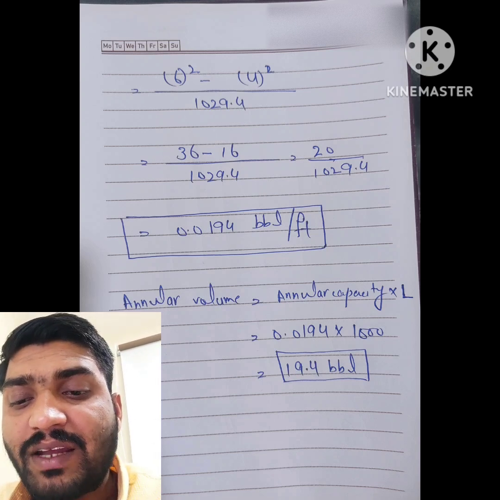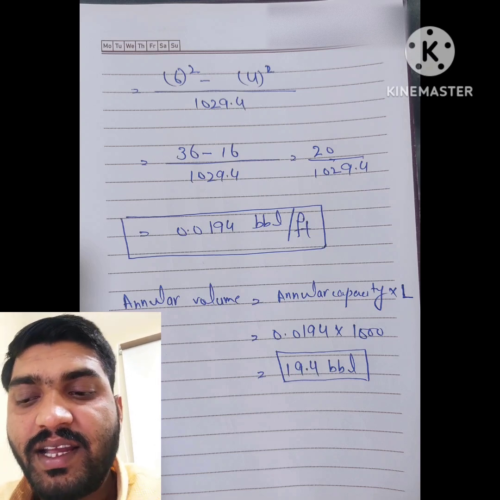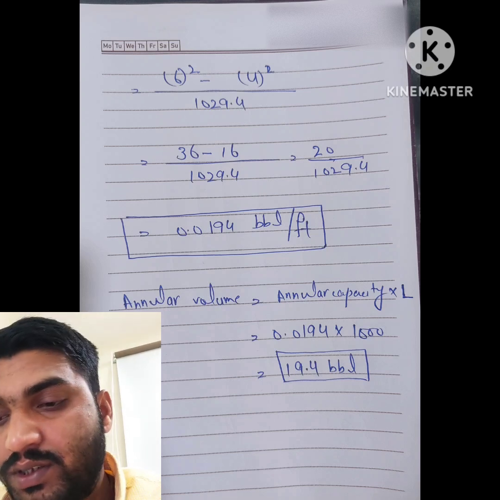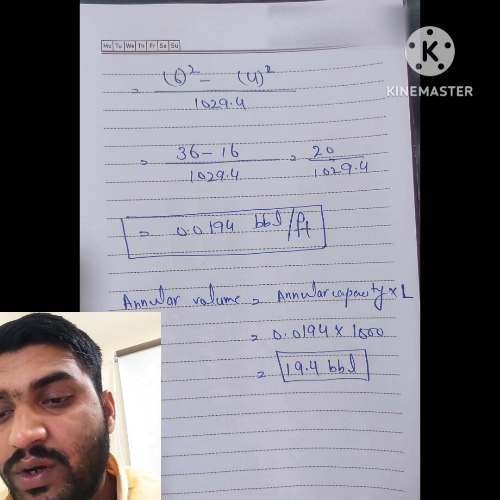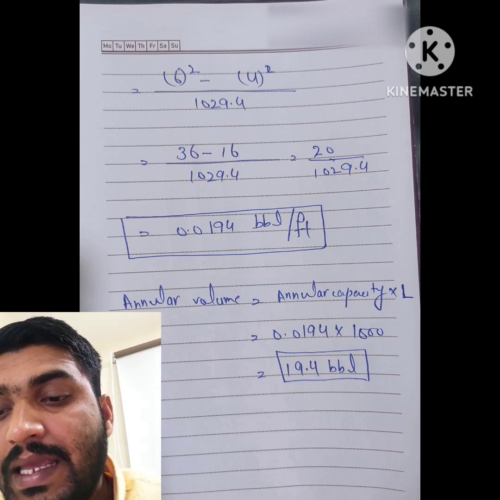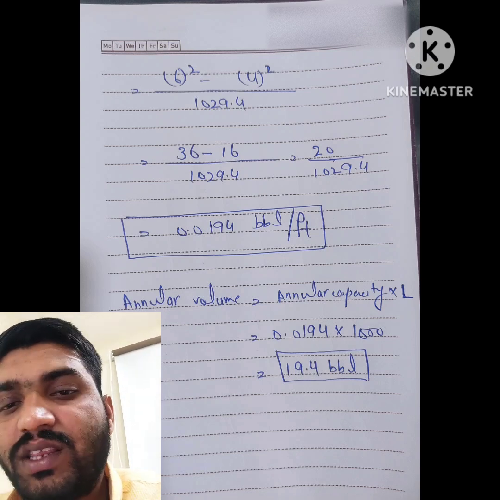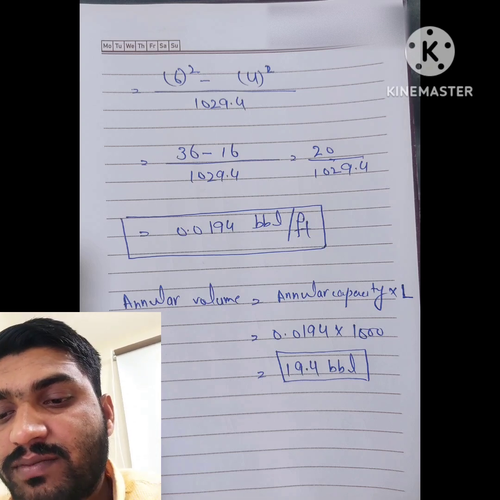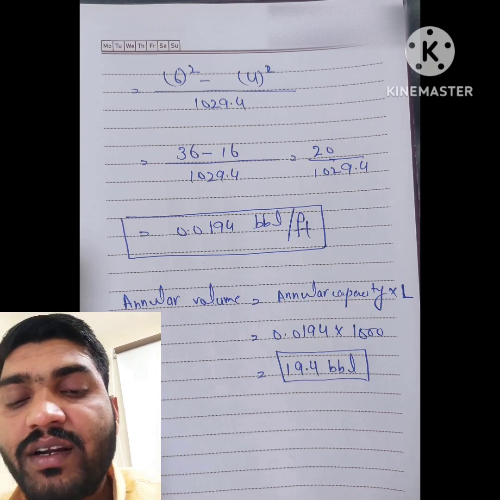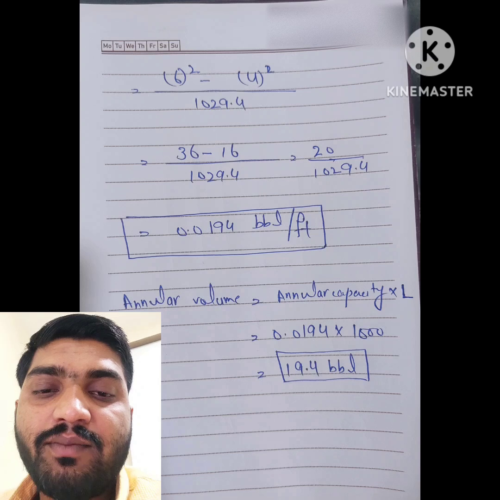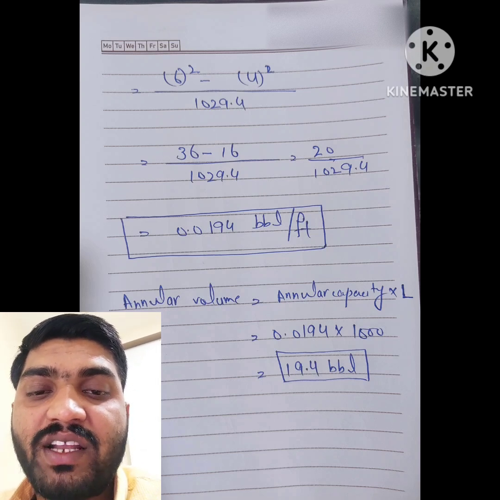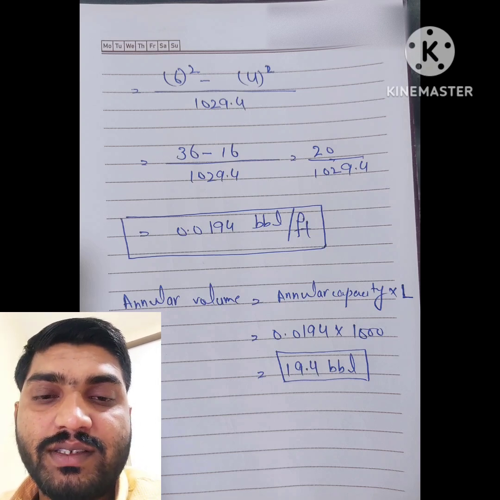Now we'll multiply this annular capacity with the total length and we'll get the annular volume. Annular volume is equal to annular capacity multiplied by length. Annular capacity is 0.0194 multiplied by the length, which is 1000 feet. Multiplying, we get 19.4. So this 19.4 barrel is the volume of this annulus.